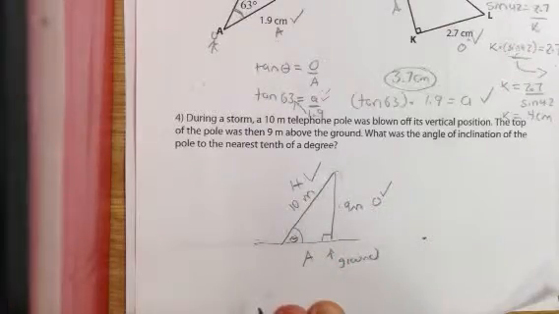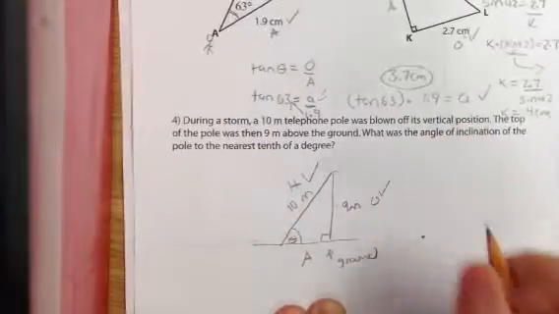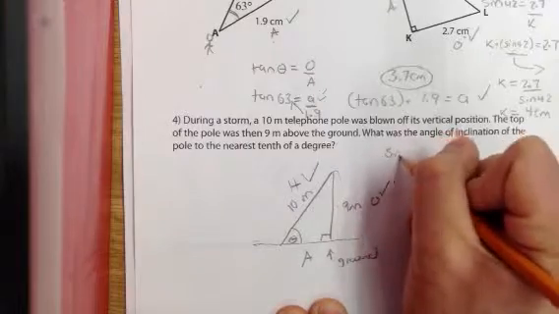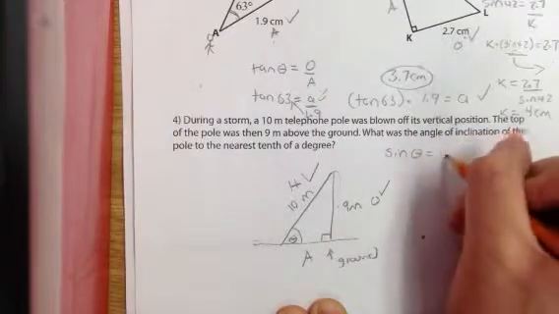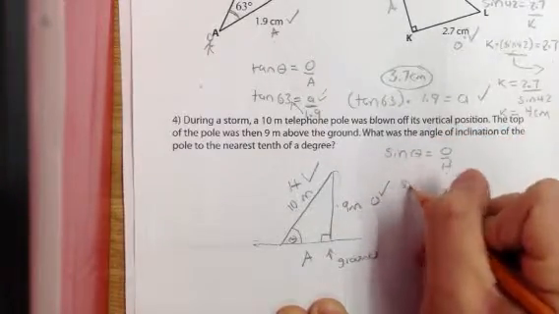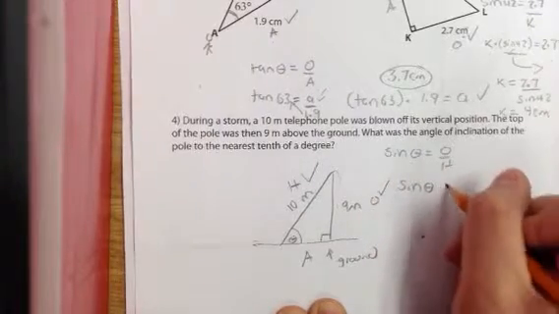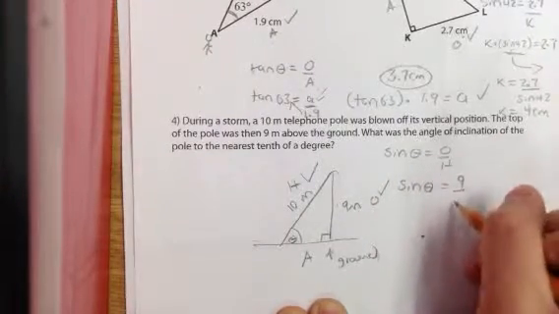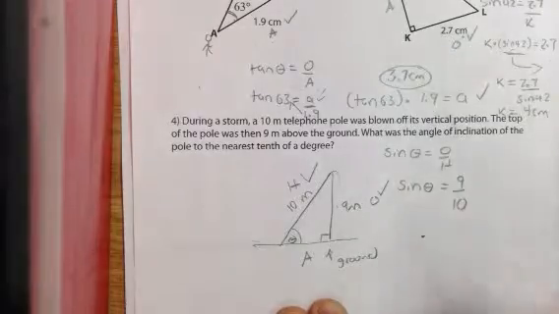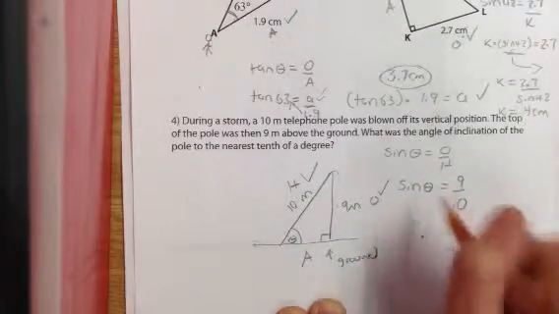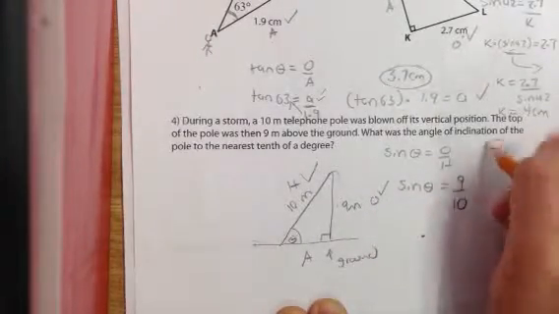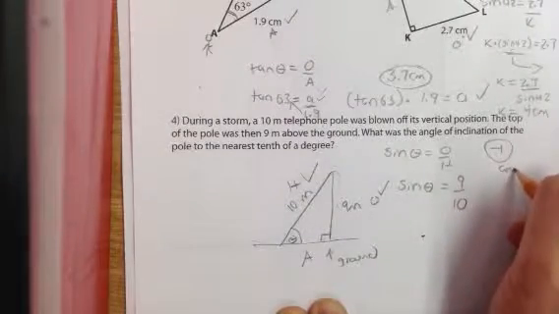So we're going to use O and H, meaning we're using sine. So write out the formula. Sine of the angle equals O over H. We don't know the angle, so I leave it as theta. The O we know is 9 and the H is 10. So in my calculator, I need to find the angle. So remember, sine -1 is for angles.